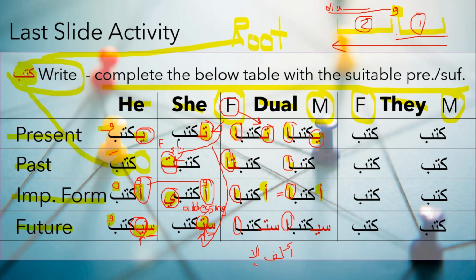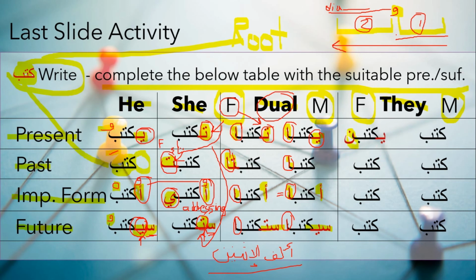Sayaktuba, ya again, and alif. This alif is being added. As you can see here, in the future, they are all the same, but this alif that I added at the end of the word is just to express the dual. We call it aliful ithnaini, as we just said. ألف الاثنين. So سيكتبا ستكتبا.